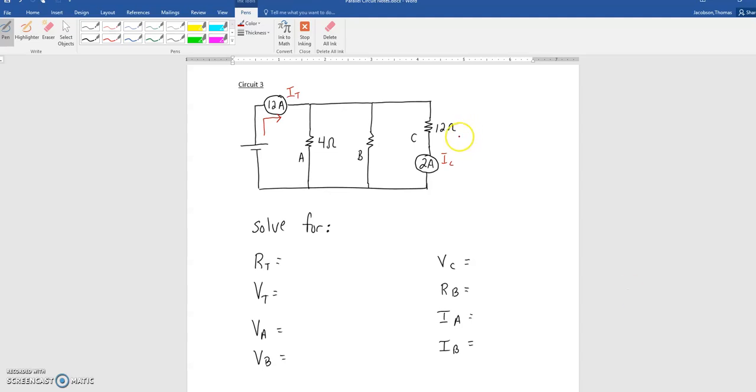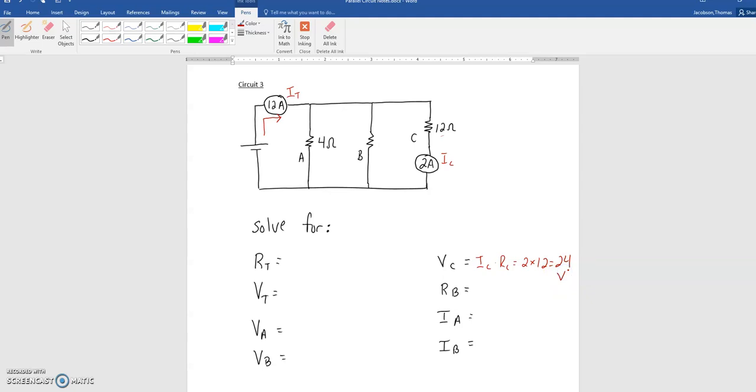The only step we can do here is working with C. Since we know that the resistance is 12 ohms and we know the current is 2 amps, we could actually solve for the voltage at C. So we could do Ohm's law, I times R, and we could do 2 times 12, and we go ahead and we get 24 volts.